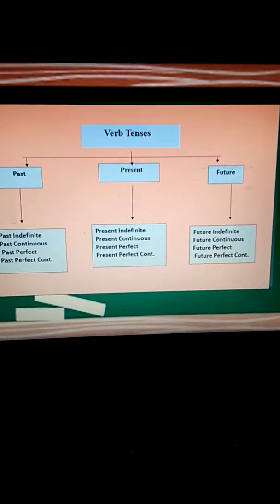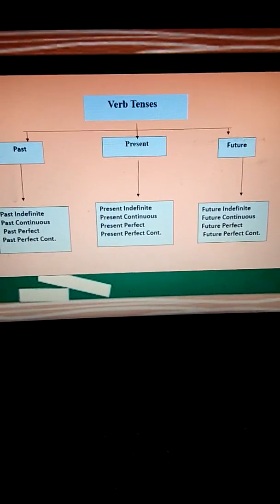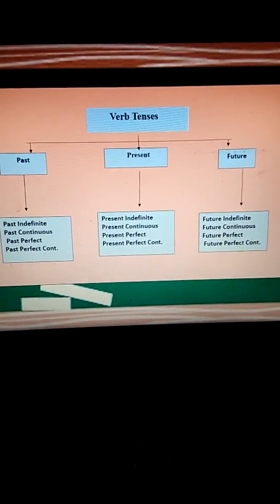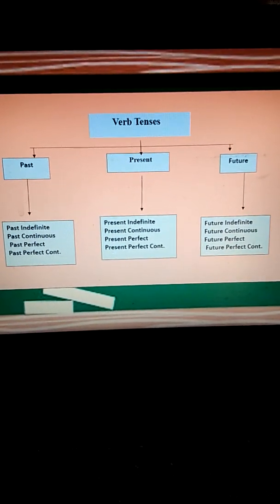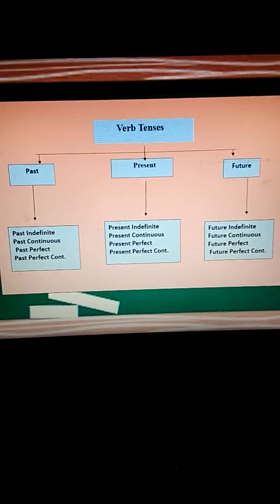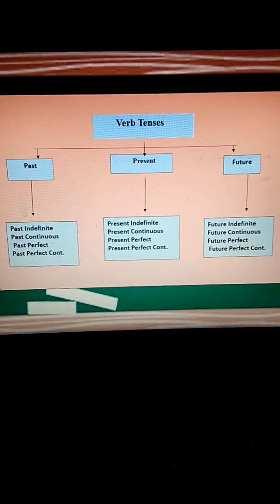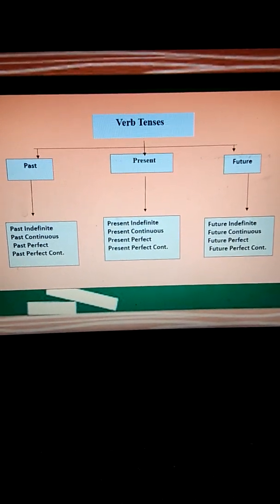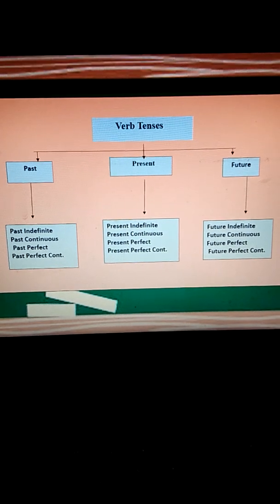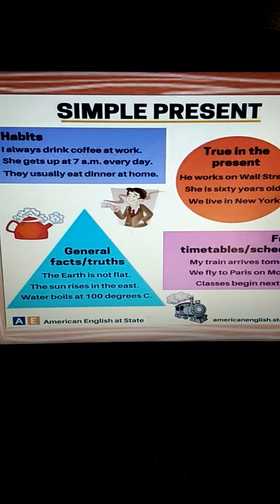See, this is the block diagram. The block diagram defines the four types of each of the three tenses: past tense, present tense and future tense. Again, each of these tenses has four types: past indefinite, past continuous, past perfect, past perfect continuous. Similarly, present indefinite, present continuous, present perfect and present perfect continuous. And finally, future indefinite, future continuous, future perfect and future perfect continuous.